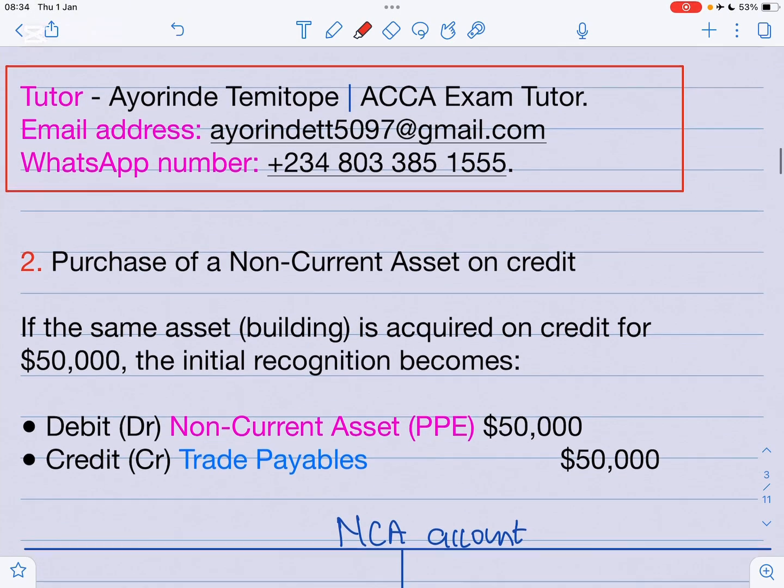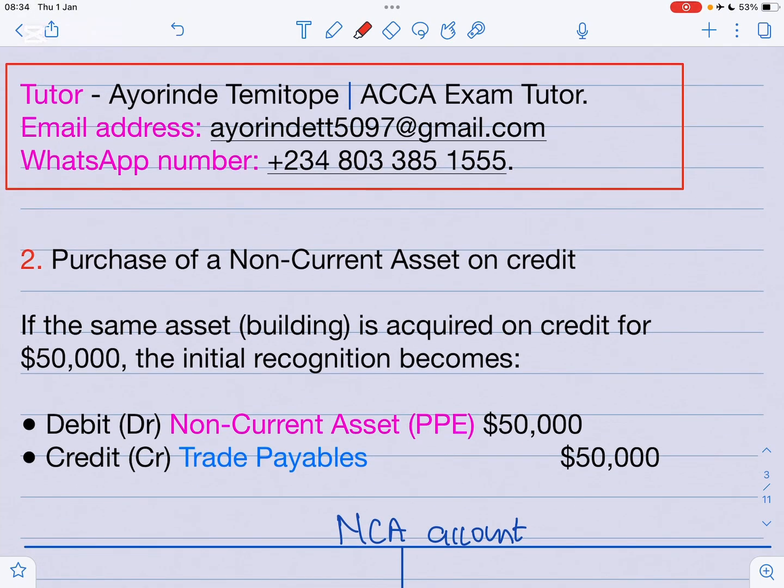We want to see another situation. So what happens if we had purchased the same assets, the same non-current assets on credit? Now, on credit means that we did not pay for the asset immediately. So if we have acquired the assets, still the same value, $50,000 on credit, what's going to be the initial recognition?